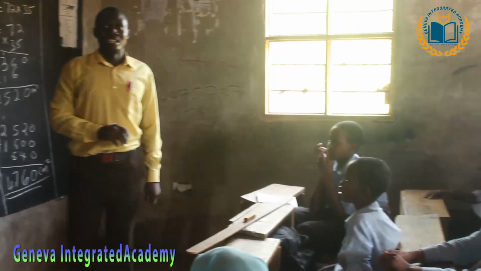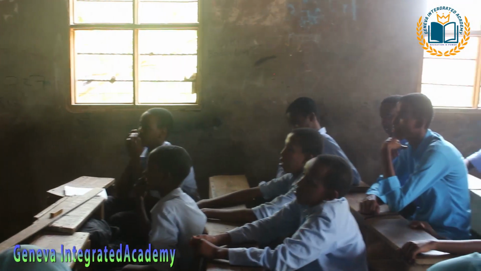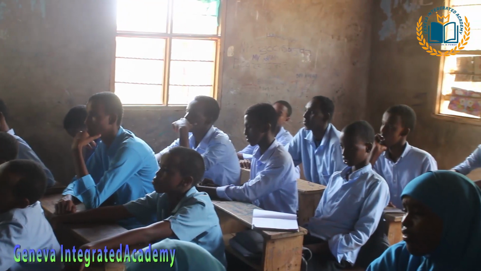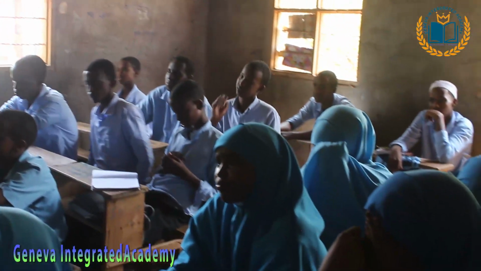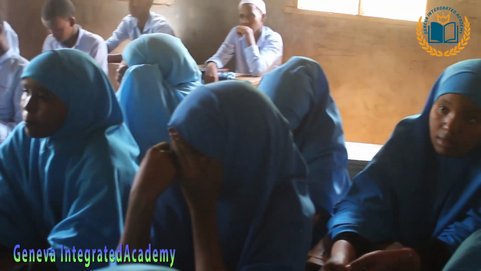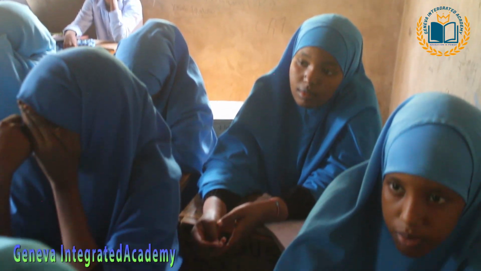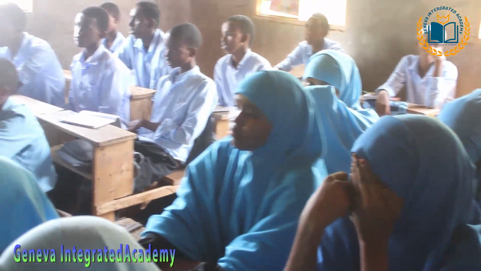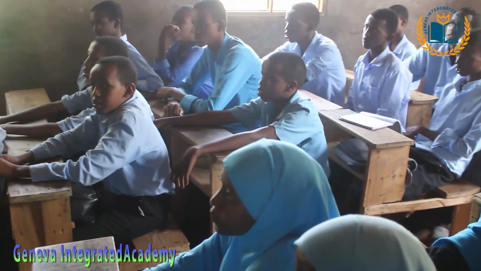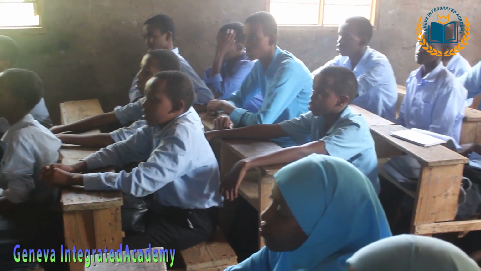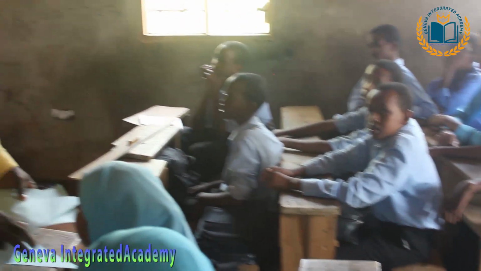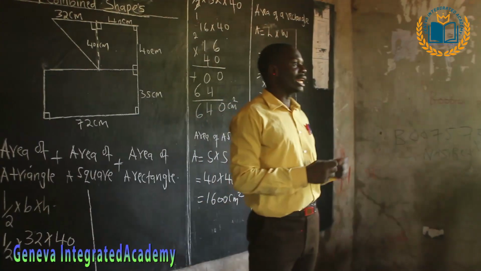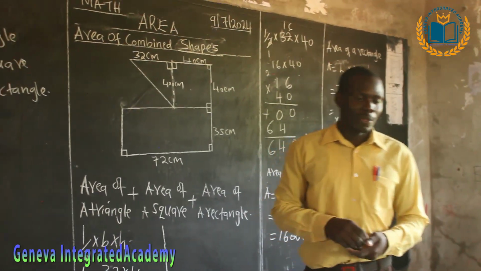Are we together? Now, any question, class? Who has not understood? Okay, so if there's no question, then I will beg that we stop there and proceed in our next lesson, where we'll be further talking about area of combined shapes 3. This is area of combined shapes 2. We will look at the area of combined shapes 3.